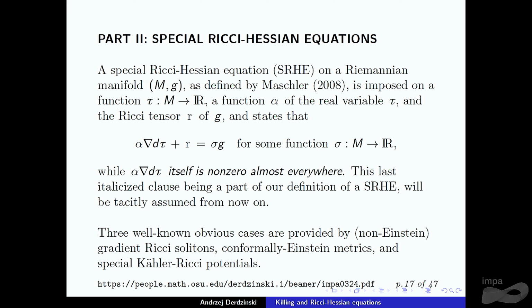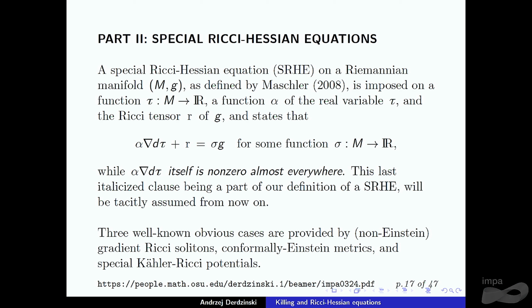Now, we're talking about what's called special Ricci-Hessian equations on Riemannian manifolds. We are particularly interested in the case of Kähler manifolds. This time, the metric will be positive definite. A special Ricci-Hessian equation is a condition of the following form: alpha times the Hessian of tau plus the Ricci tensor equals a function sigma times g, where tau is some function on your Riemannian manifold. Alpha is assumed to be a function of the variable tau, and alpha times the Hessian of tau plus the Ricci tensor equals a multiple of the metric. Why are these things of interest?